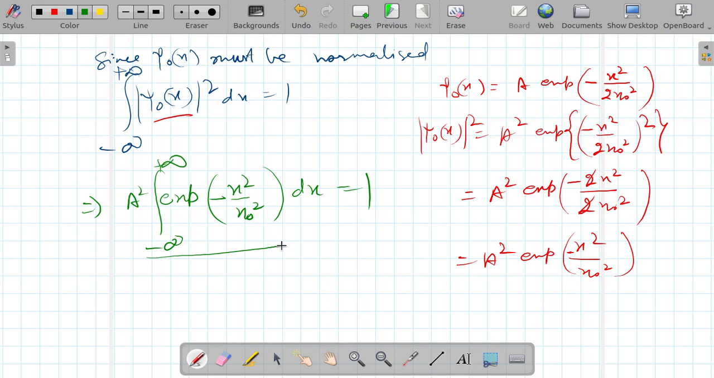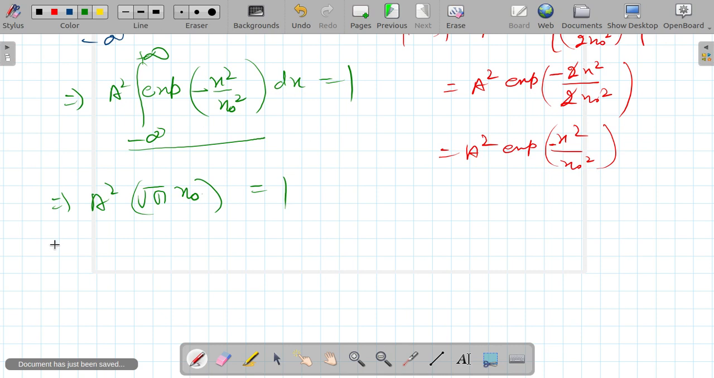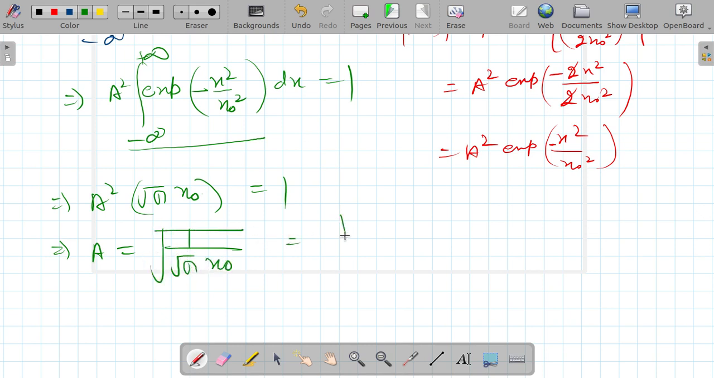This is a standard integral, and you have to remember its value, it's a standard integral, so its value will be root pi x naught. It must be equal to 1. So from here I can calculate A is equal to 1 over root pi x naught, whole under the root, or I can write it as 1 over root pi into x naught, whole root.